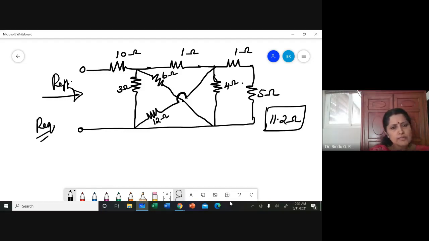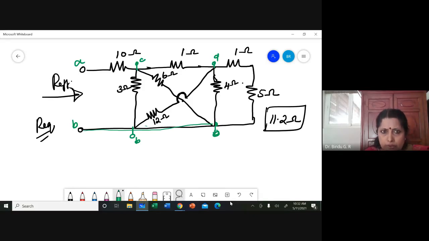I will be loading this in the classroom also, but don't just look and copy. Just try to find the answer and then check. One way of doing it, if you are not very sure with all these things, is you can note this as A, this is B. This can be taken as node C. This can be taken as node D. This can be taken as, say, the same node, no? So this is also B, this is also B. Remember that.